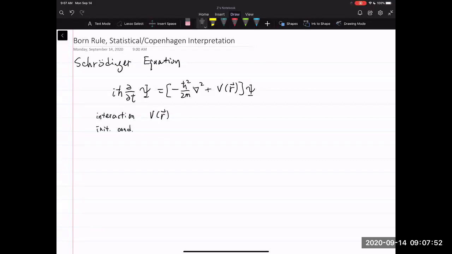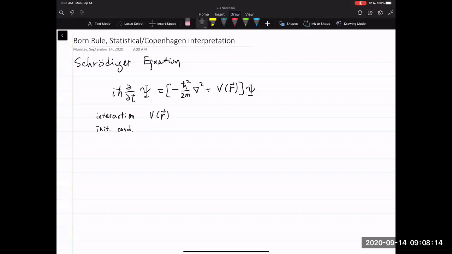Same thing as Newton's law. So Newton's law, F equals ma. So we need the interaction potential. In other words, we need to know the force. Then after that, we have force equal to ma, where a is x double dot. It's the derivative of the space to the second order.